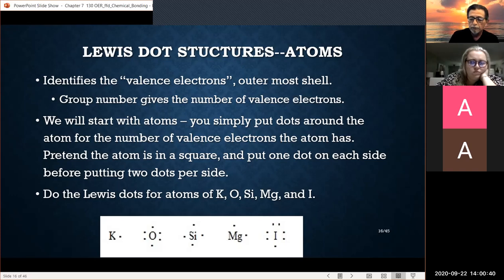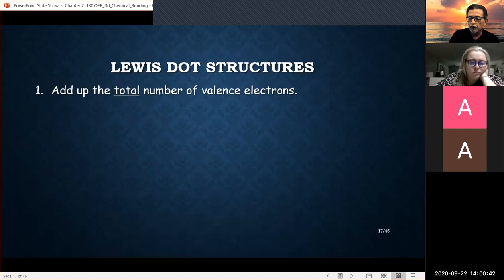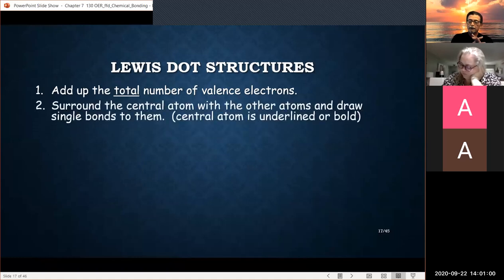Pretty straightforward. But now we're going to get into the Lewis dot structures for compounds. What we do first is add up the total number of valence electrons that every atom brings to the structure. Then you'll be given the central atom. You'll be told who's the central atom, and that means all of the other atoms involved are bonded to the central atom. The central atom will be either underlined or in bold.